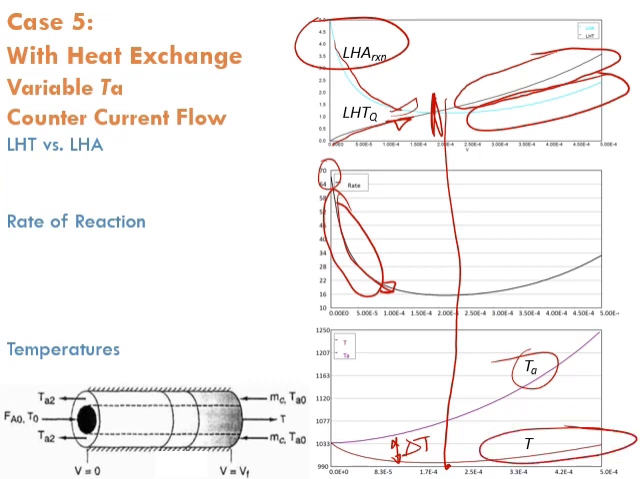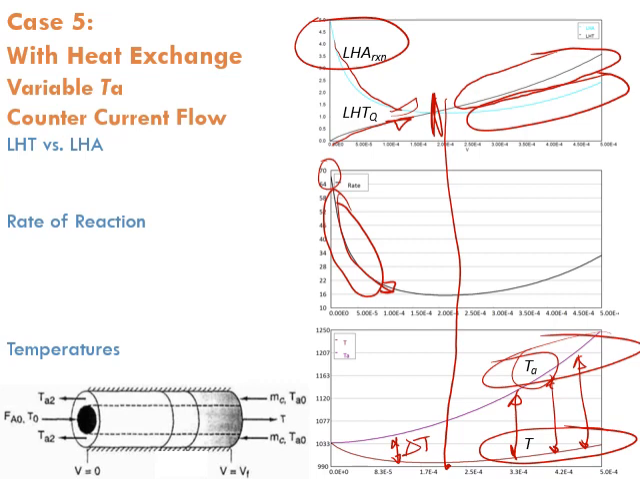Why is the localized heat transferred high? Because the driving force is increasing. Why is it increasing? Because I'm moving toward the exit of the reactor where the Ta value is high. So the heating medium is still at its beginning, so it has a lot of heat energy, so its temperature is high.